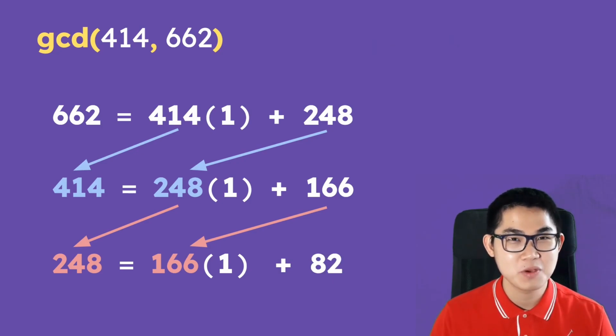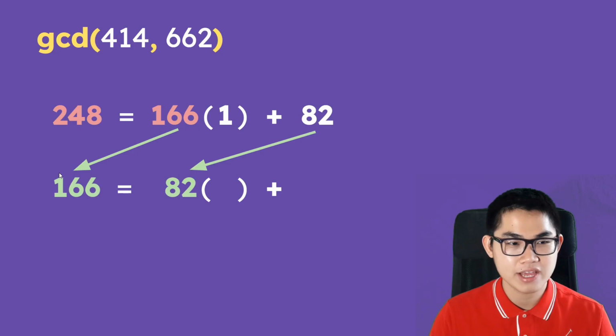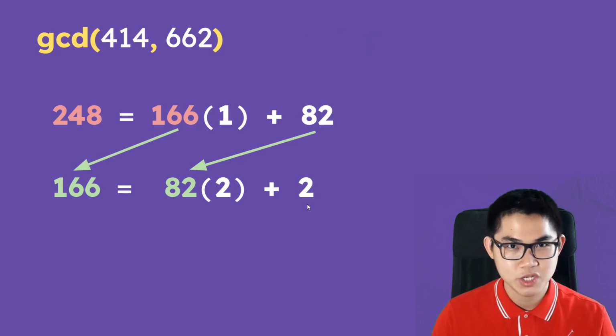I know you might be wondering, when are we going to stop this process? Well, we're going to stop when we get the remainder of 0. So continuing on, we take 166, drop it down here, and same thing with 82, and then take 166 divided by 82, which gives you about 2.024. Take the number 2, put it into the bracket, and then find the remainder, and that's going to be 2.